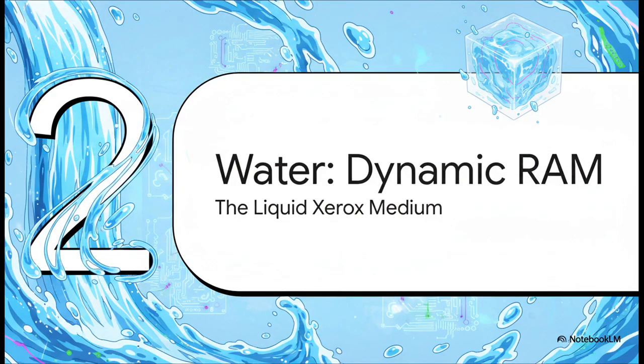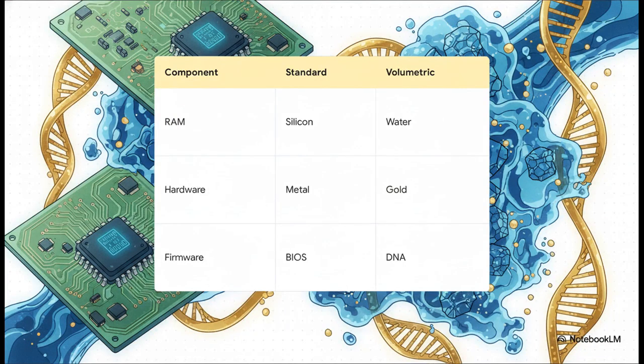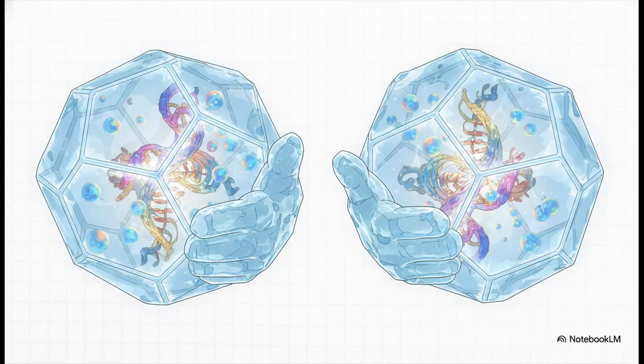Moving right along to Section 2, Water, the dynamic RAM. Let's look at our first required material for the build. In our volumetric computer, water is serving as our highly programmable, dynamic memory software. There is a perfect analogy to draw here between your everyday desktop PC and the hybrid machine we're constructing today. Instead of a standard fiberglass motherboard, we're using gold metamaterials. Instead of a BIOS chip, we're using DNA as an antenna. And instead of solid-state RAM, our random access memory is entirely fluid. It's structured water. But we are definitely not just talking about a glass of tap water here.